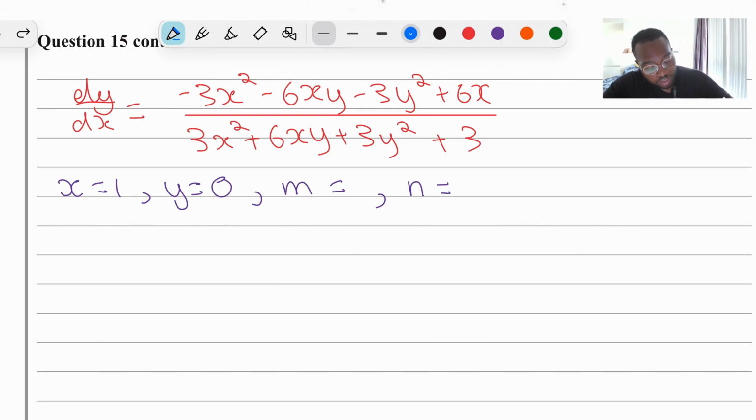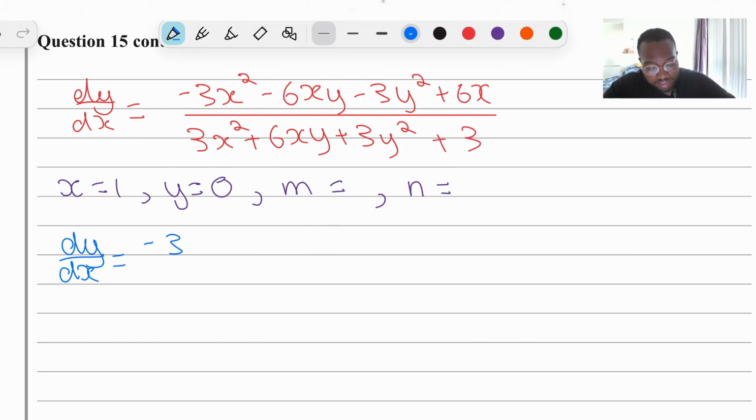So luckily they've given us 1 and 0 for x and y, so it makes working out our gradient easy. So we just plug in 1 and 0 to our x and y values. So if we do that, what do we get? Well, we get a minus 3 times 1 squared, so that is a minus 3.